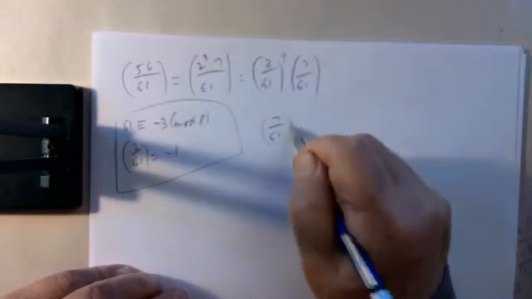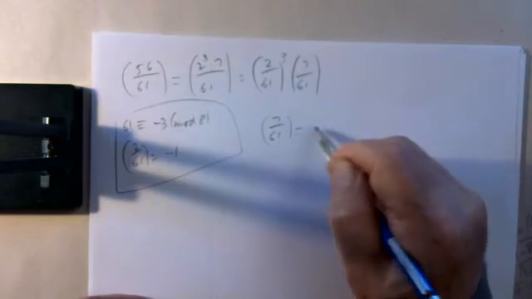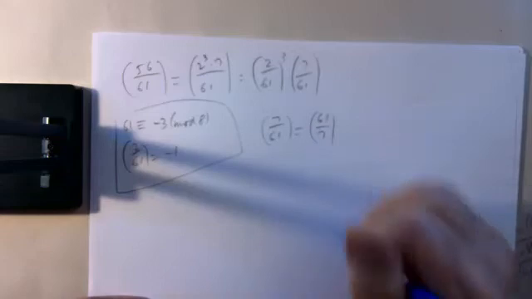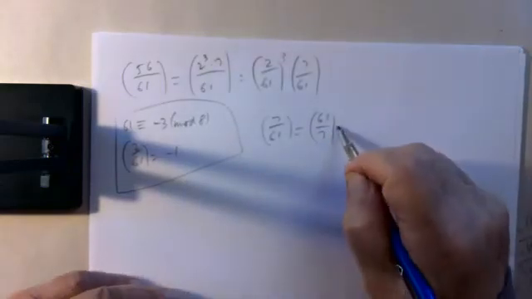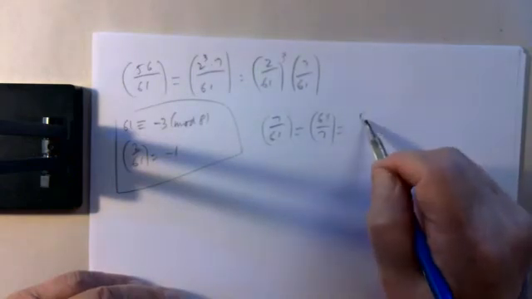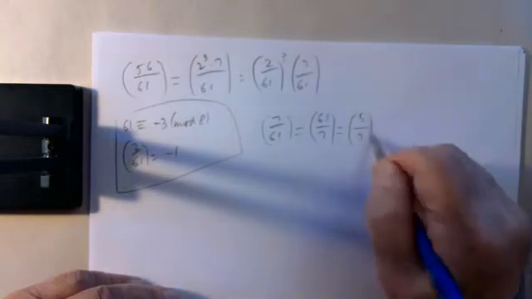7 over 61. 61 is 1 mod 4. So you can flip this. This is 61 over 7. 61 mod 7 is 5, right? 61 minus 5 is 56, which is divisible by 7. So this is 5 over 7.